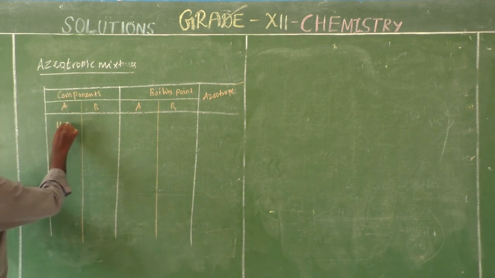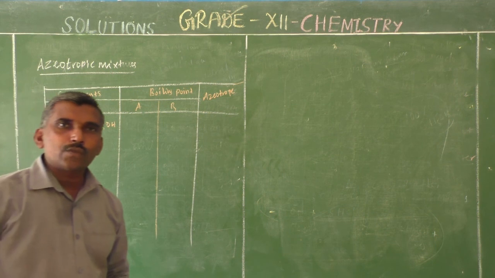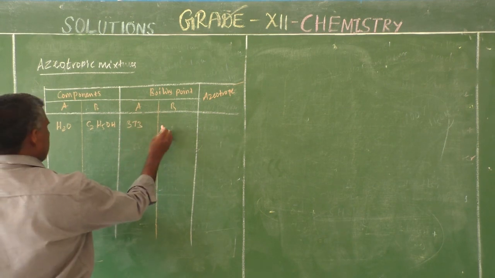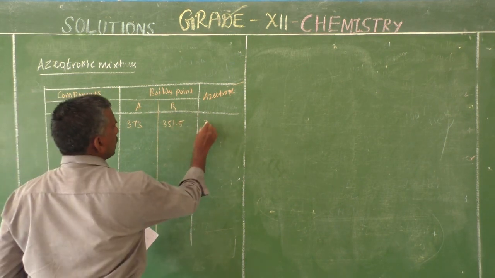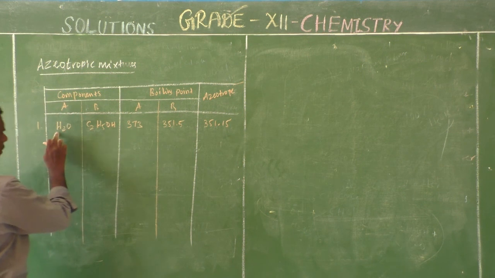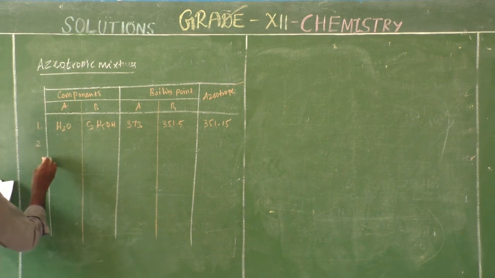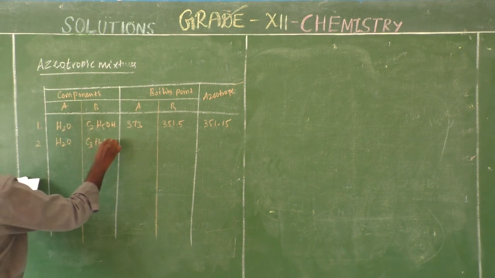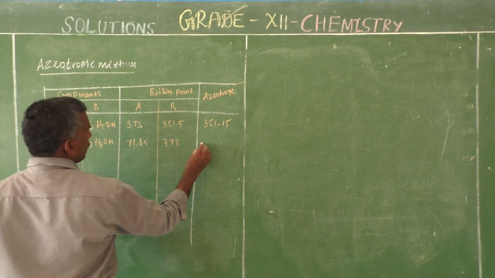First example: water plus ethanol is an azeotropic mixture, with the same composition in liquid and vapor state. Water boiling point is 373 kelvin, and the azeotropic boiling point is 351.15 kelvin. Okay, this is the first example, and if you do not read it out, this is very important. Second example: H2O and propyl alcohol, 373 kelvin, azeotropic boiling point 350.72.